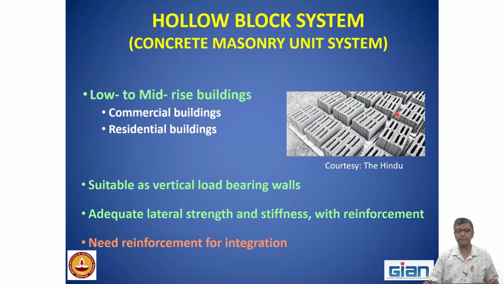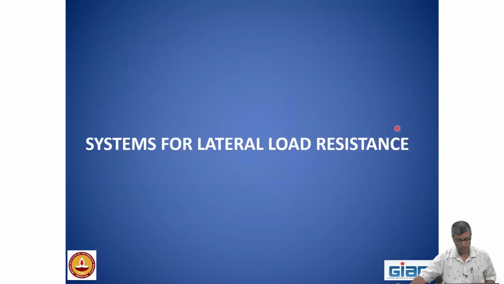In the US, all these big shops like Walmart or Kmart or IKEA, these departmental stores, are actually one-storied buildings. They are typically made out of this type of concrete masonry units. They are suitable for vertical load bearing and also lateral load resistance, however they need reinforcement for integration. See, each technology is suitable for a certain type of application, and you have to be aware. Next, coming to the systems for lateral load resistance.